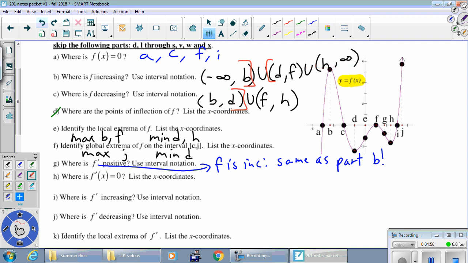So let's get rid of that stuff there. In fact, I think that's fine. Okay, part H, but I will make a note here. Got to use open parentheses here.